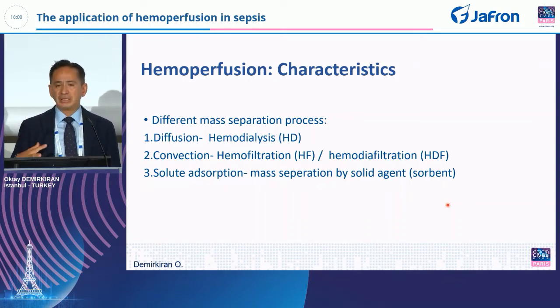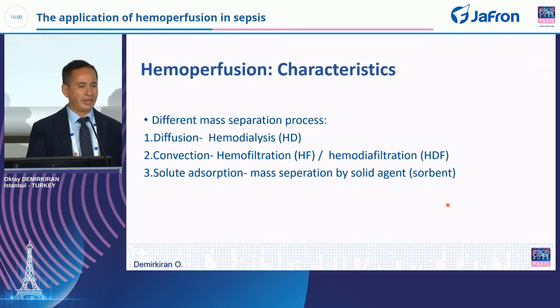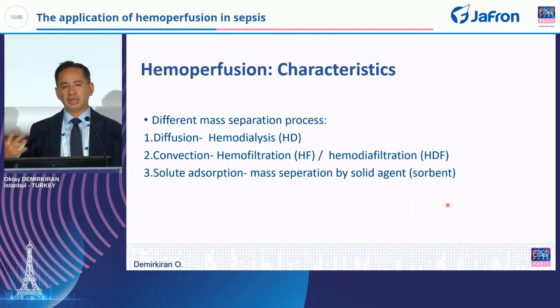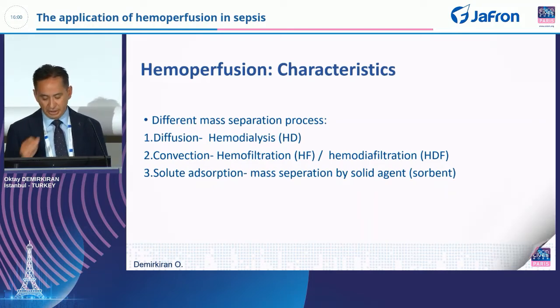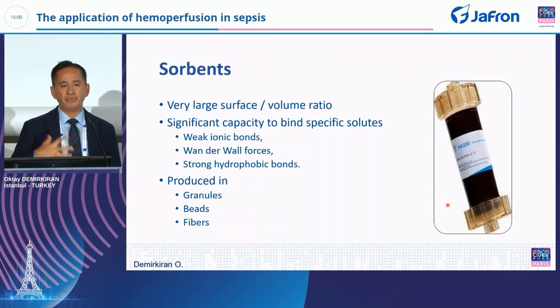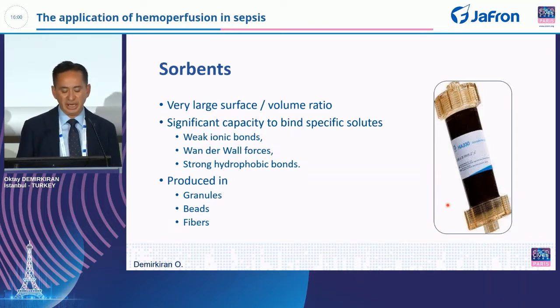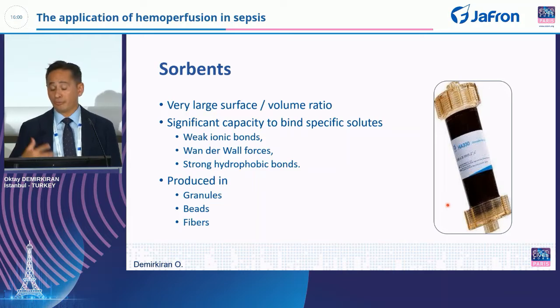The different mass separation processes are diffusion in hemodialysis, which we know, convection in hemofiltration or hemodiafiltration, and solute adsorption, the mass separation by solid agents like sorbents, which we can use. Sorbents have a very large surface to volume ratio and significant capacity to bind specific solutes with weak ionic bonds, van der Waals forces, or strong hydrophobic bonds, and they are produced in granules, beads, or fibers.